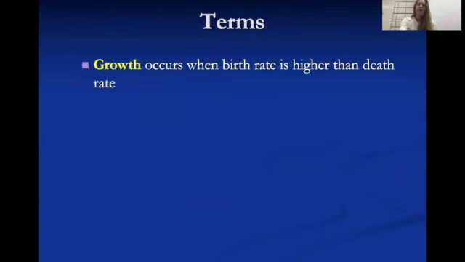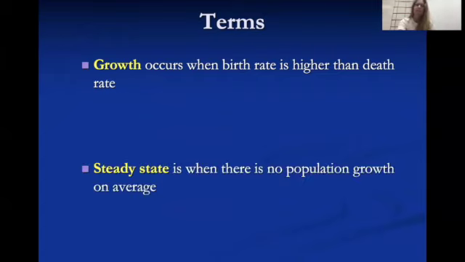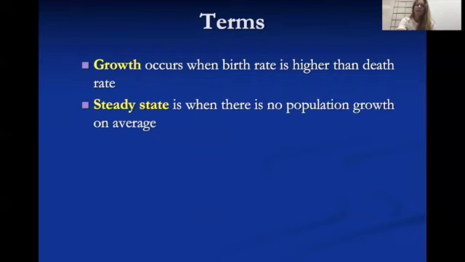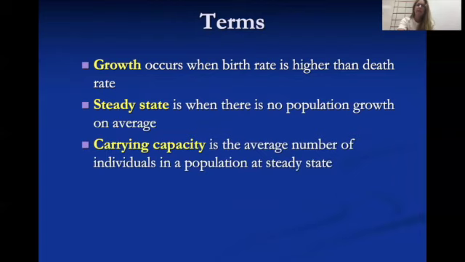So what terms do you need to know? Growth. Growth occurs when birth rate's higher than death rate. So your population's going to grow if you have more individuals being born than dying. Steady state, when there's no population growth on average. Carrying capacity, the average number of individuals in a population at steady state.